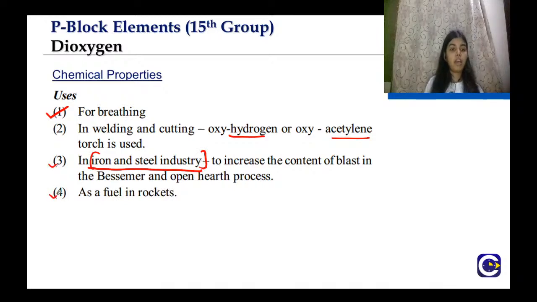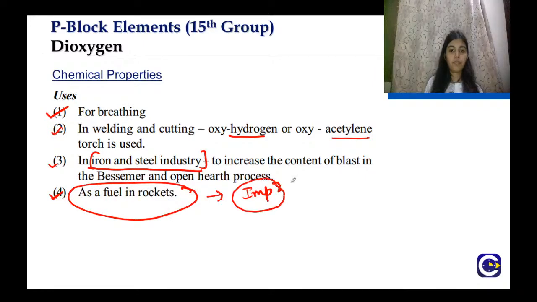Now the fourth one is, it is used as a fuel in rockets. This is important. This is the important use of dioxygen for breathing and as a fuel in rockets. You can remember these both. Okay.